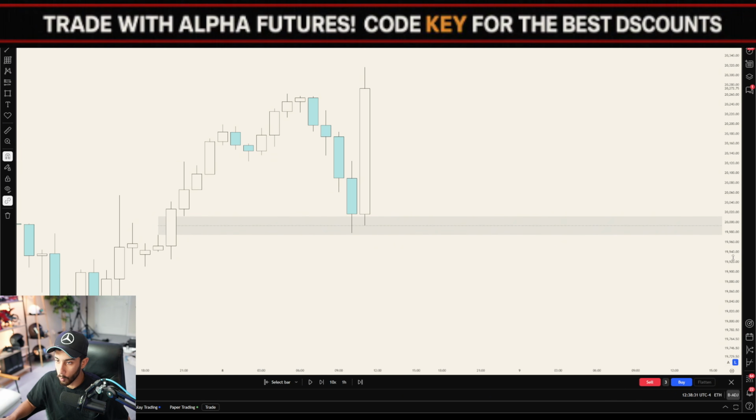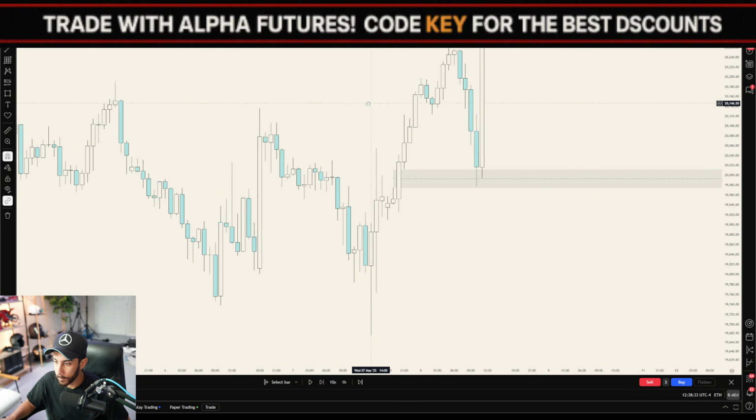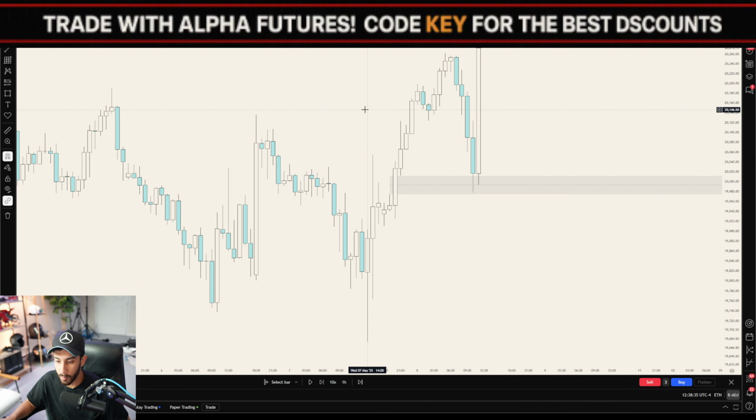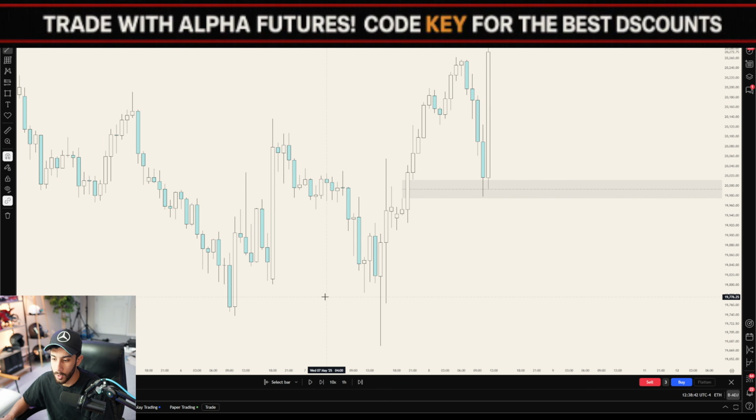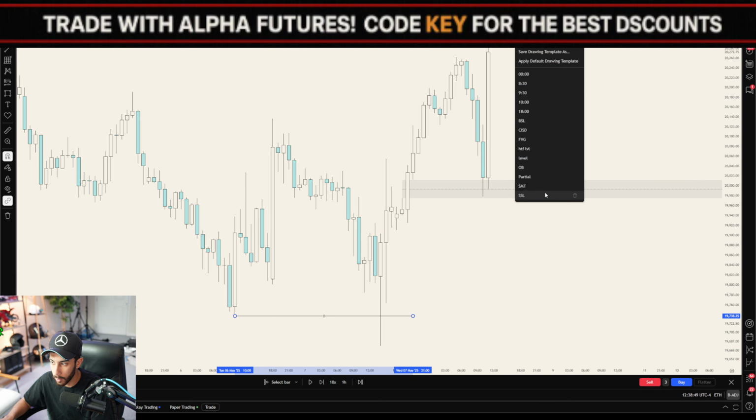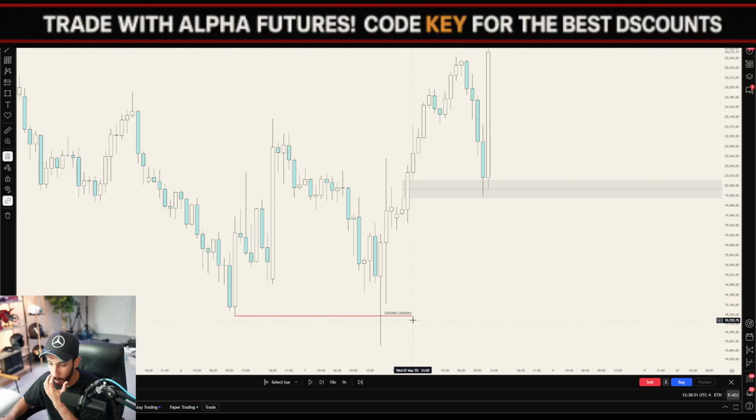So the way that we give these a little bit more weight is by looking at buy side and sell side liquidity sweeps, right? For example, we have sell side liquidity right here, and then we have price going through sell side liquidity right there, right? So price pushes through there and then an immediate reversal.